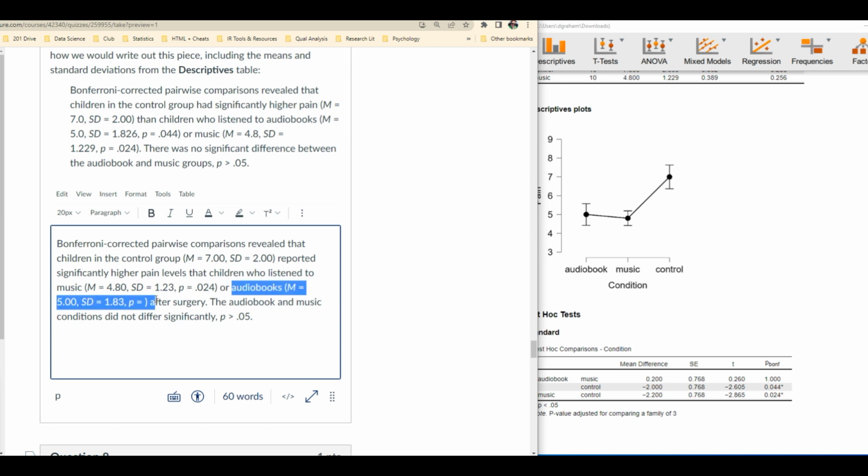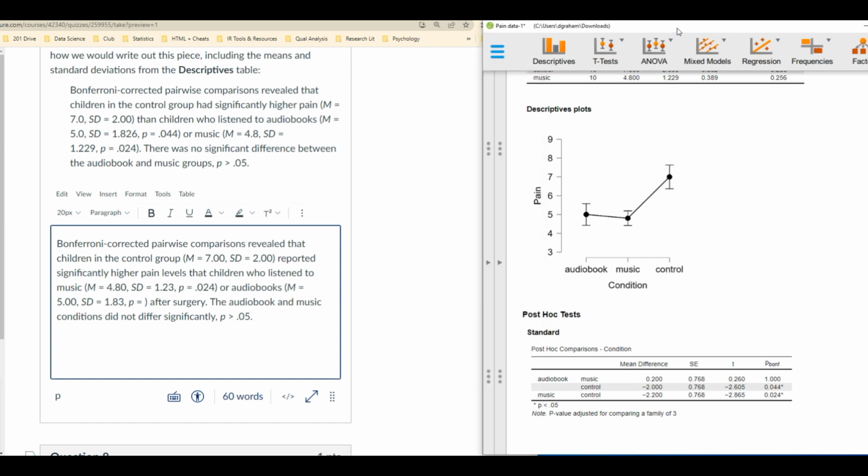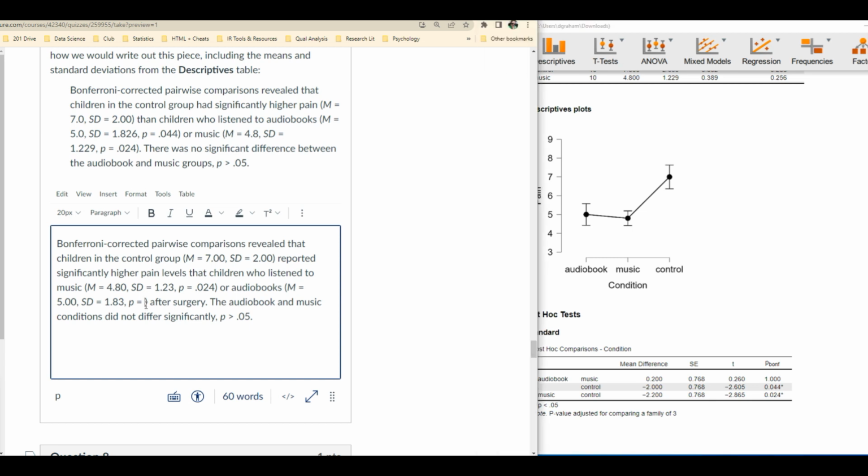Now, audiobooks versus control group. The p-value that goes in there is going to be the other significant one from our output. Audiobook versus control, 0.044. And that's it. So Bonferroni corrected, and you'll see two slightly different versions. One a little bit different, and one we see audiobooks first, but generally they cover the same information.